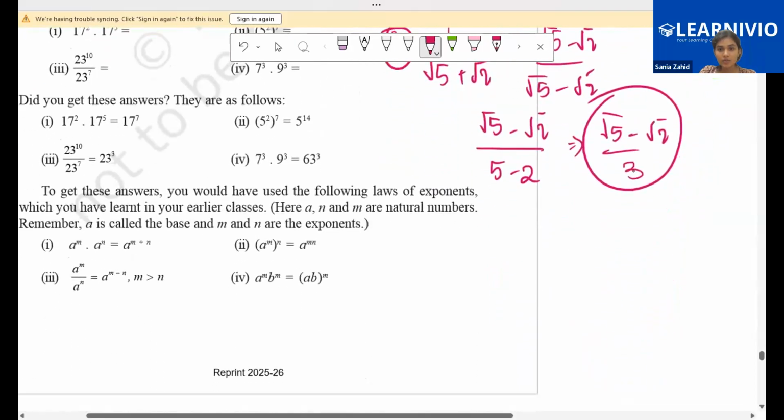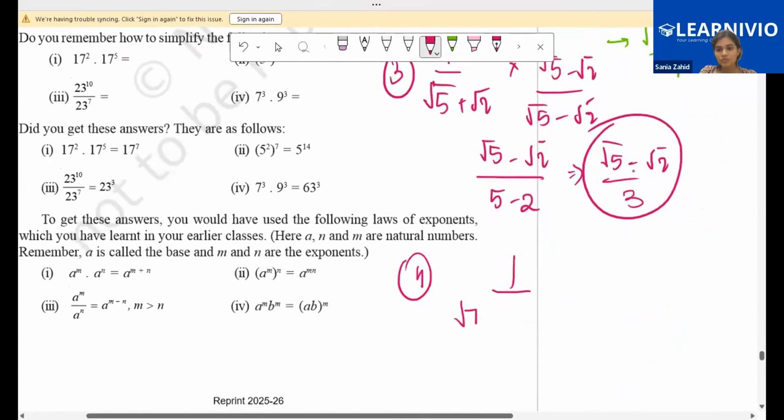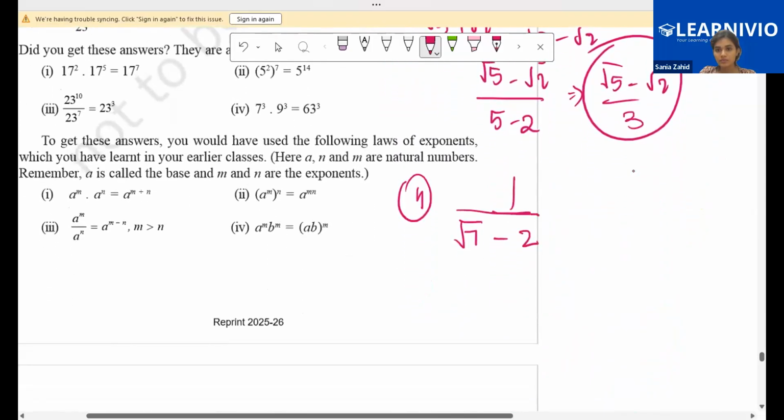Fourth one, did Abdullah do? 1 by root 7 minus 2. The answer is root 7. Root 7, how? Sorry, root 7 plus 2. That's it.